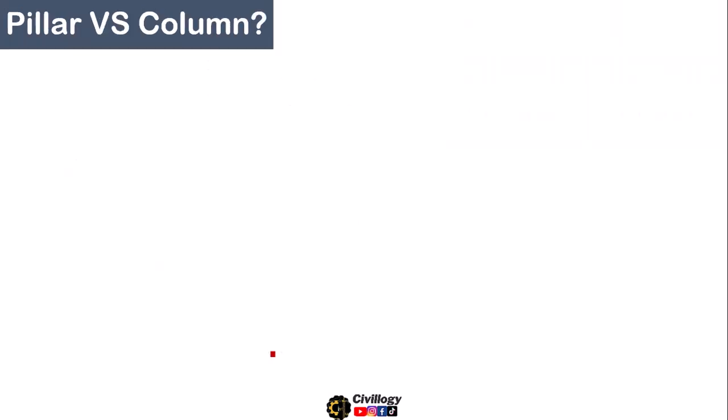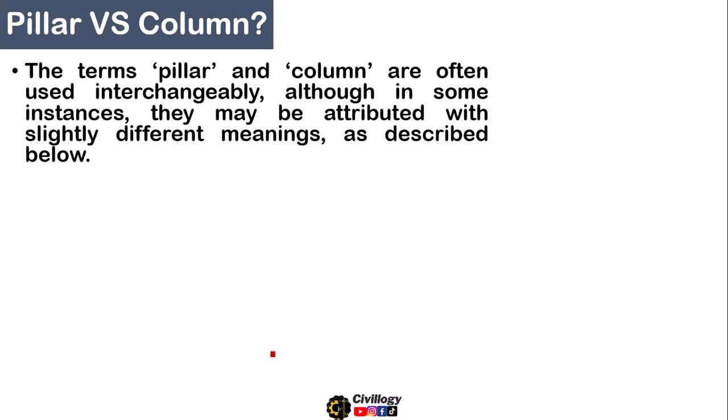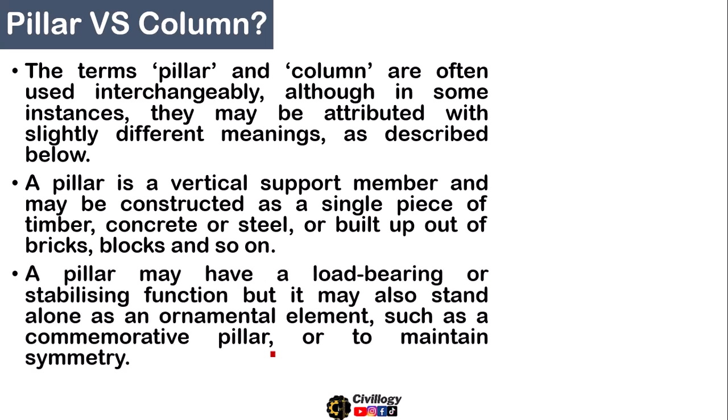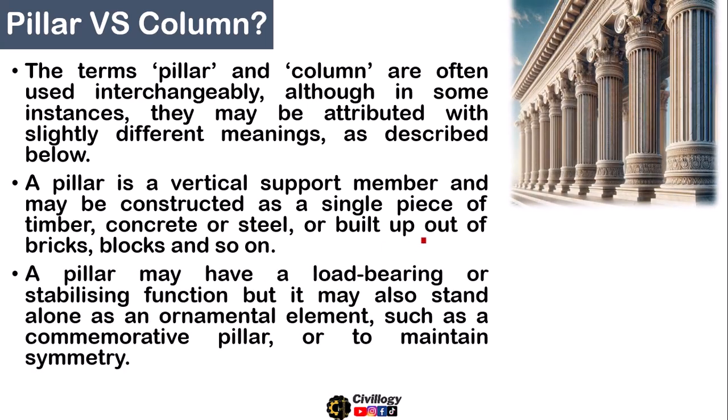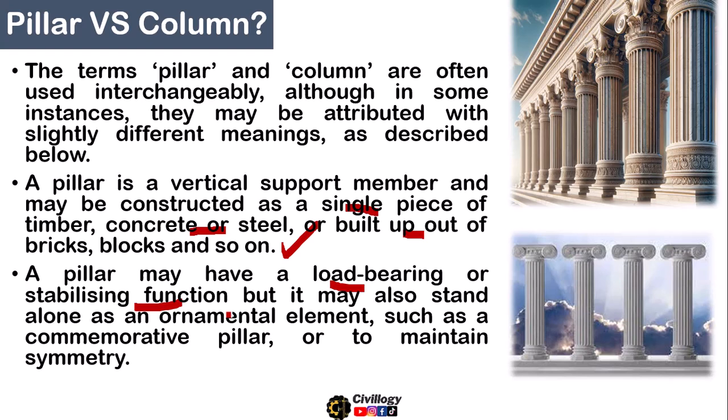Now let's have a comparison between pillar and column. The terms pillar and column are often used interchangeably, although in some instances they may be attributed slightly different meanings, as described below. A pillar is a vertical support member and may be constructed as a single piece of timber, concrete or steel, or built up out of bricks, blocks and so on. A pillar may have a load bearing or stabilizing function, but it may also stand alone as an ornamental element, such as a commemorative pillar or to maintain symmetry.